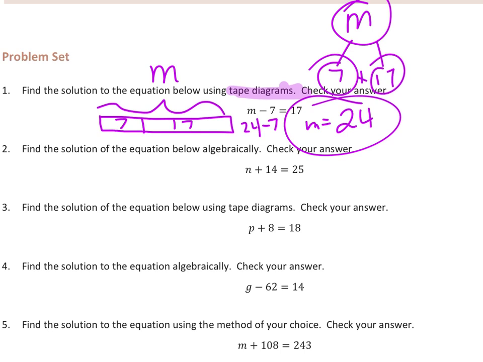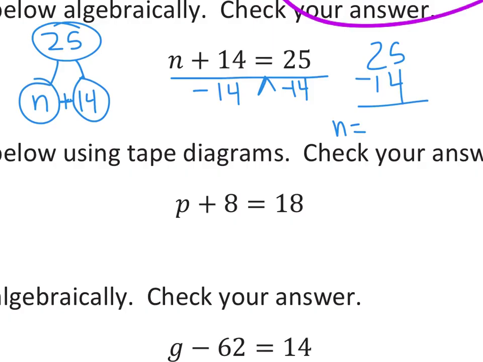Number 2. For number 2, it wants us to solve it algebraically, it said, right up here. And all we're going to do for that is use our balance beam idea of balancing the equation. So I want to get n by itself. To get rid of plus 14, I subtract 14, which will cancel that out, but I also have to subtract 14 from the other side.